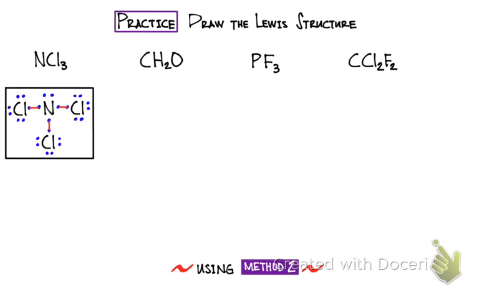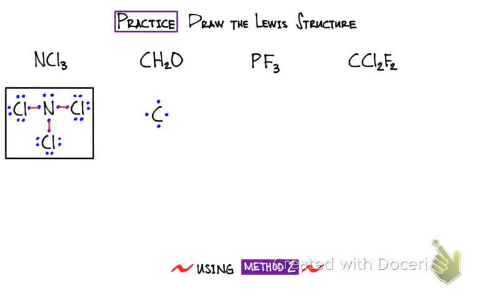So this is the Lewis dot structure for nitrogen trichloride. The next one here is CH2O. So carbon is always a central atom. Hydrogen is never a central atom. Oxygen can also be a central atom, but carbon basically trumps oxygen. All right, so we're going to put carbon as a central atom here.